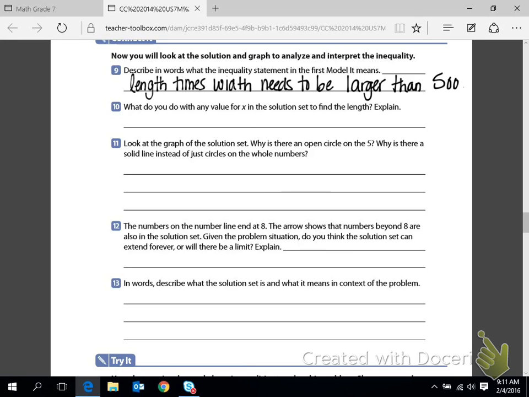Then it asks you, what do you do with any value for x in the solution set to find the length? So we know that if x can be any number greater than 5, if it were 6, we would take it and add it to the width because we need to be more than the width. So any value for x gets added to 20 to give us the value of the length.